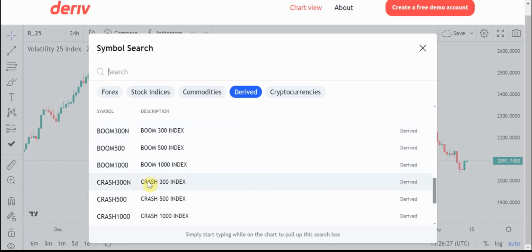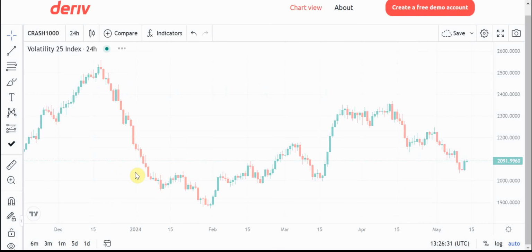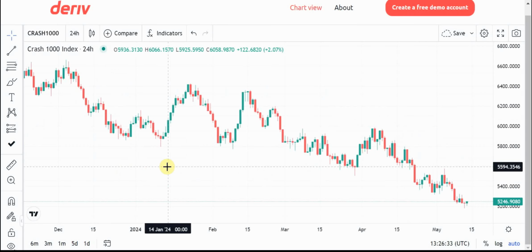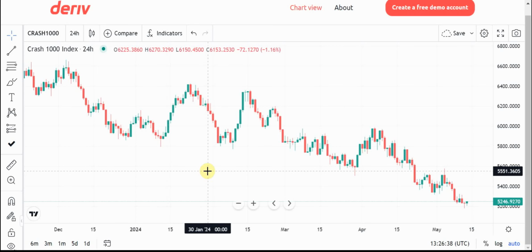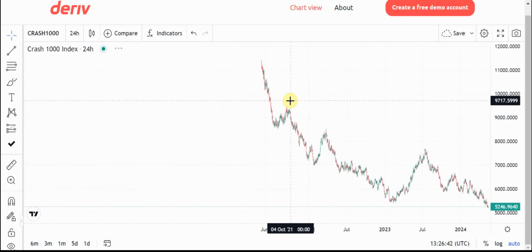So with me, I'll be showing you guys how to analyze Crash and Boom. I'll just go with Crash 1000. In this video, I'll just focus on the crash, something very easy. I'll maybe do a video for the boom, yeah? So this is just crash. Alright, 24 hour time frame, let's just see.